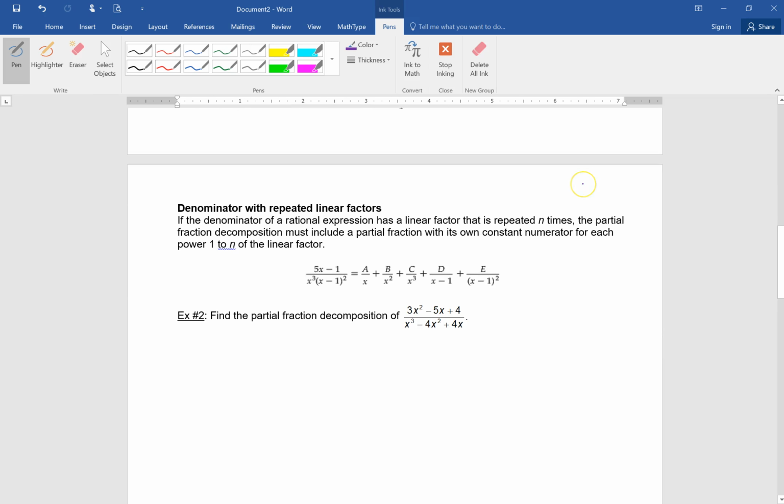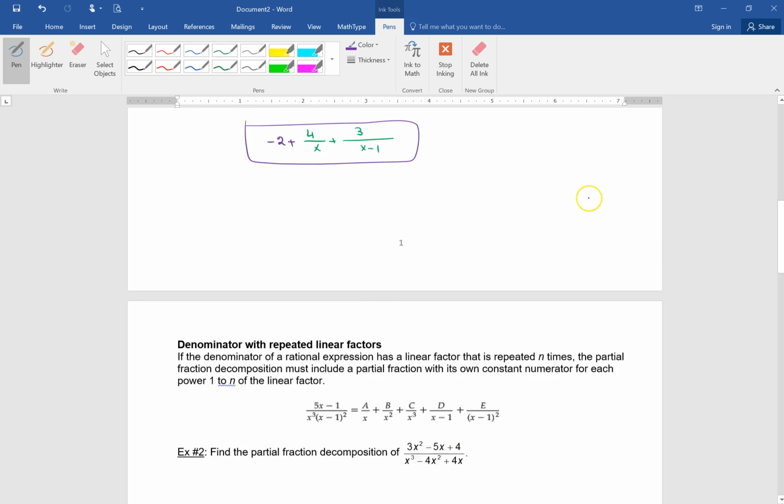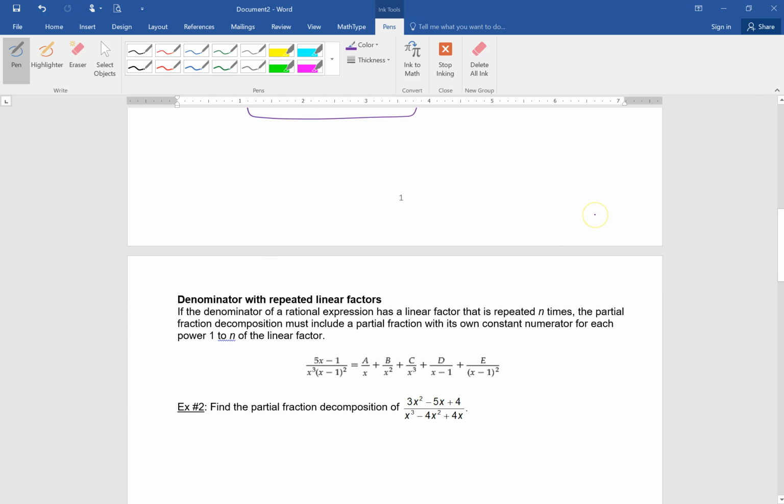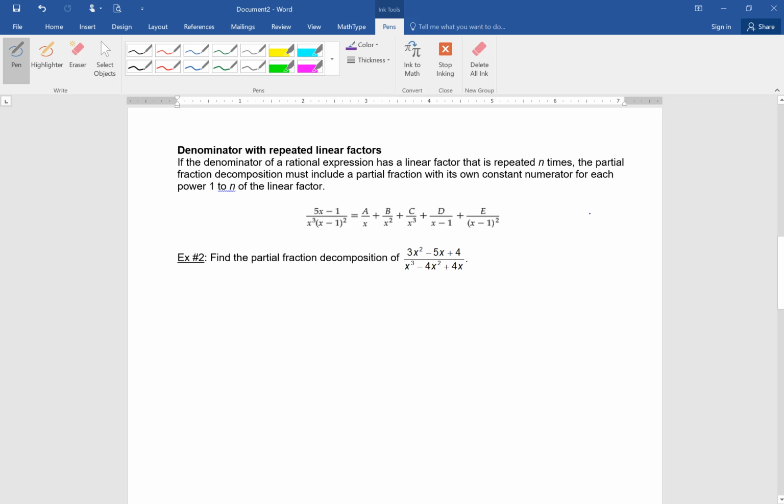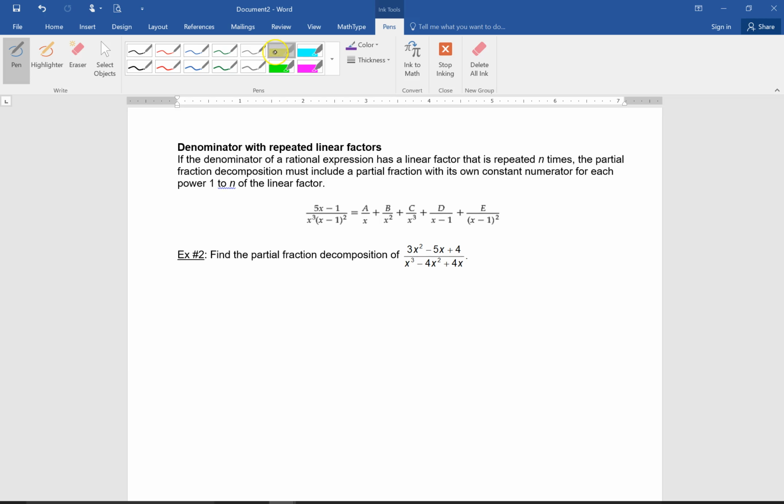All right. So that was if you had a denominator with just linear factors. Now, this is the second case. What if you have a denominator with repeated linear factors? A denominator with repeated linear factors. In that case, you have to do as many fractions as your exponent.